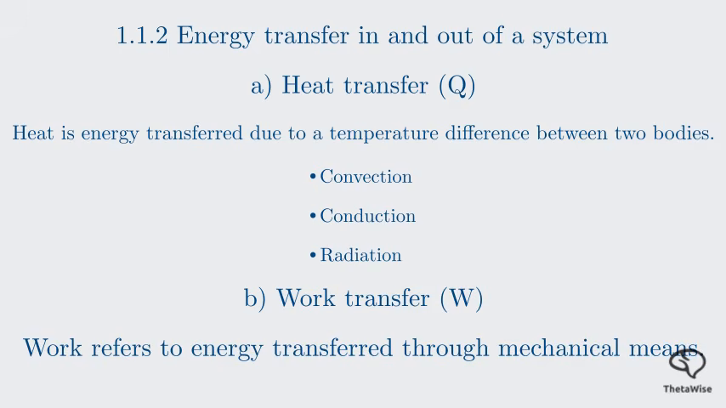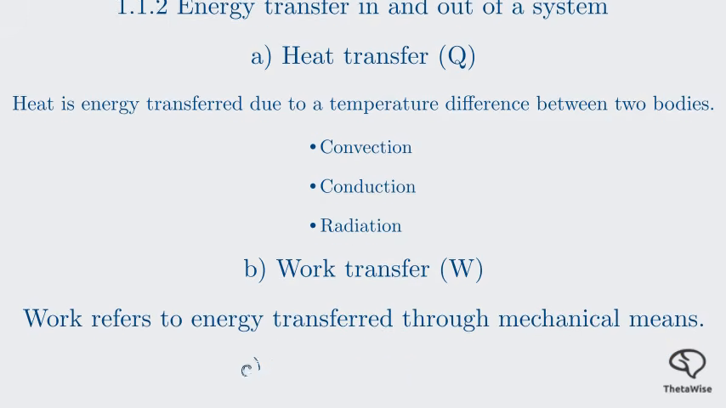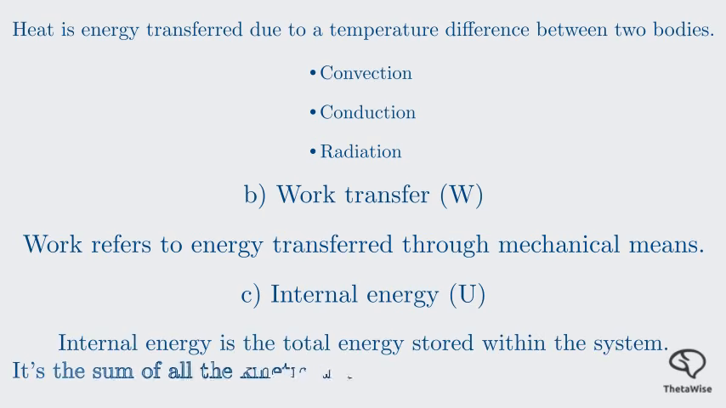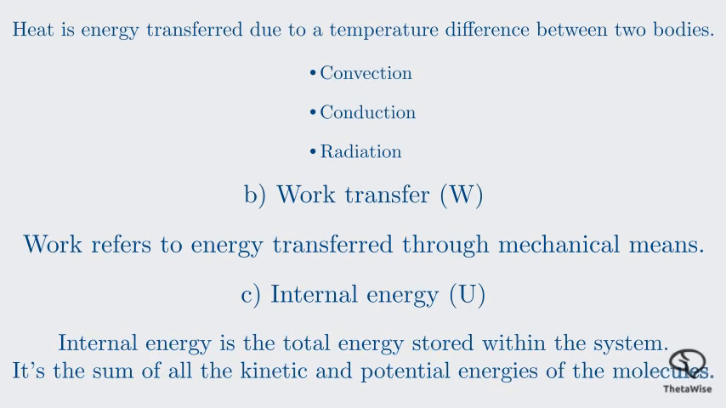Finally, we have a property called internal energy, U. Internal energy is the total energy stored within the system. It's the sum of all the kinetic and potential energies of the molecules. It's important to understand the difference. Heat and work are forms of energy transfer, like rain falling on a lake. Internal energy is a property of the system, like the water level in the lake. You can change the lake's water level, U, by adding rain, Q, or letting water out of a dam, W.